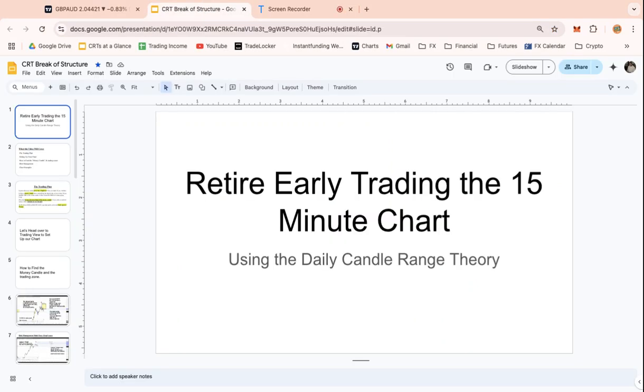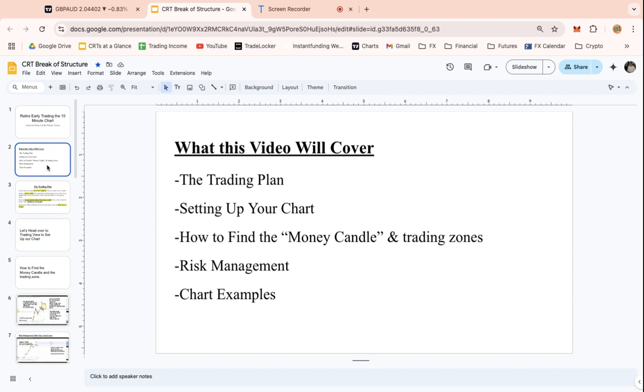All right, Counter Range Theory Trader back with you with another video showing you how you can retire early trading the 15-minute chart. So we're sticking with the candle range theory and using this one chart. All we need is just one chart. You're not flipping back and forth between time frames. And this right here will definitely help a lot of people. So let's not waste time and get right into it.